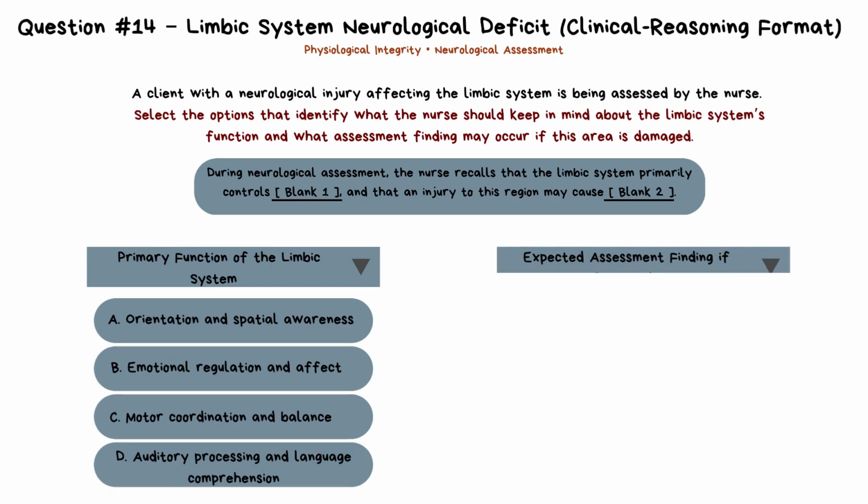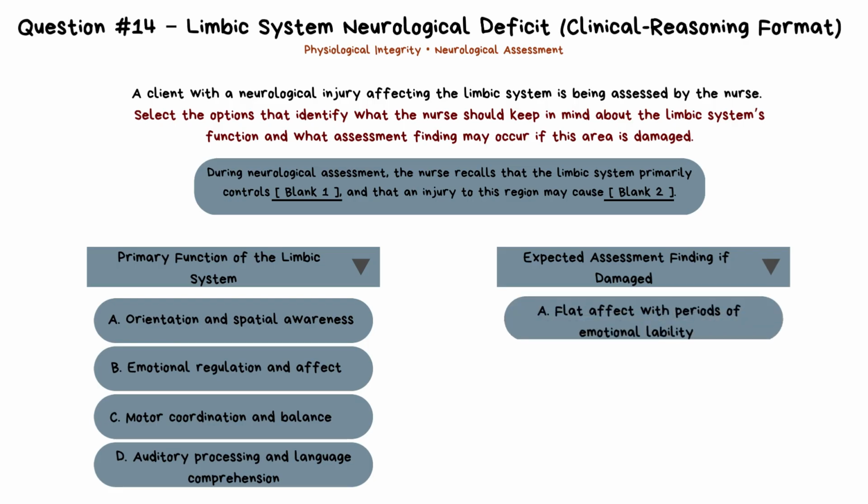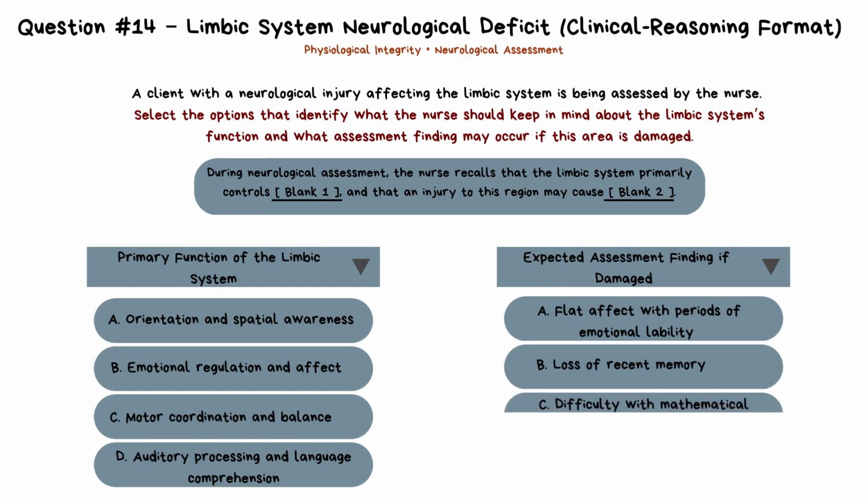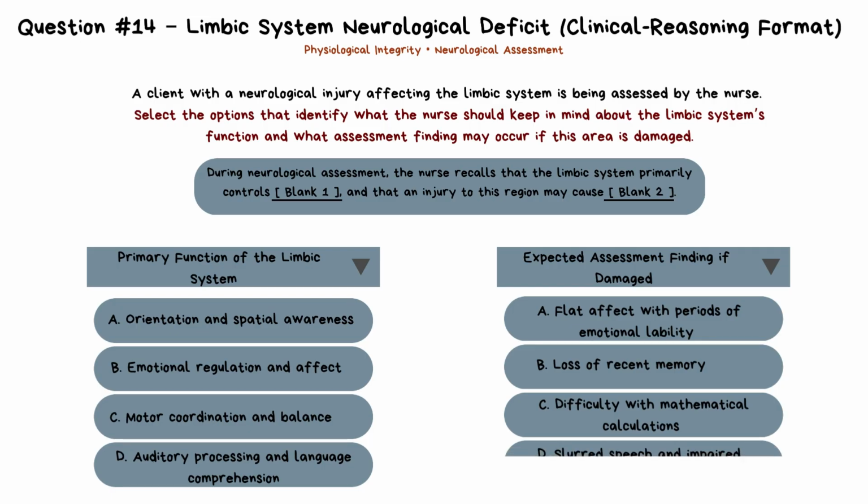And for blank 2, the expected assessment finding if damaged. A. Flat affect with periods of emotional lability. B. Loss of recent memory. C. Difficulty with mathematical calculations. D. Slurred speech and impaired swallowing. Think carefully. What general function does the limbic system control, and what kind of behavior might change if it's injured?